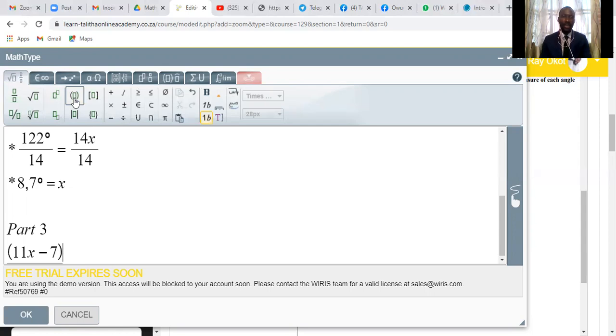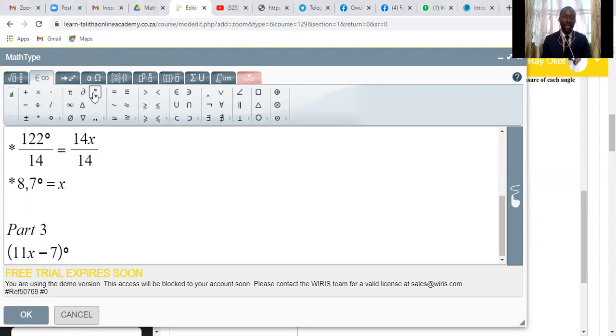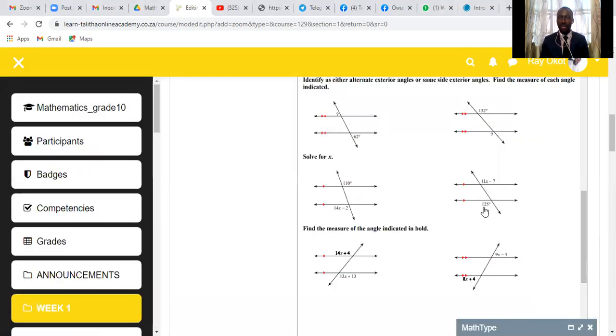Okay, 11x minus 7 in what? In degrees. And the other angle, which is 125, also in degrees, are what? They are alternate exterior angles. Yes. So these are the angles we're talking about. This angle here, 125 degrees, and the other angle right up here, 11x minus 7. This angle and the other one, they are known as alternate exterior angles.